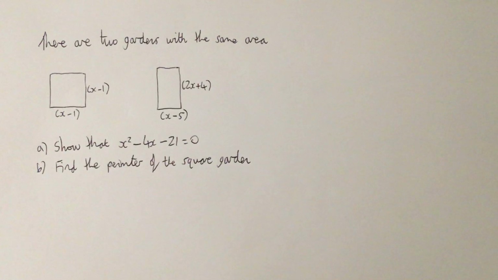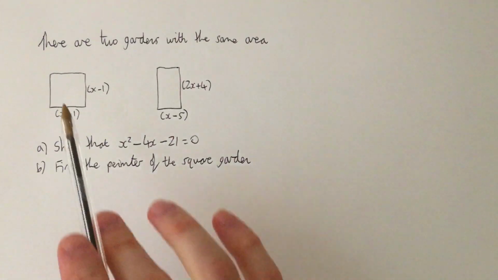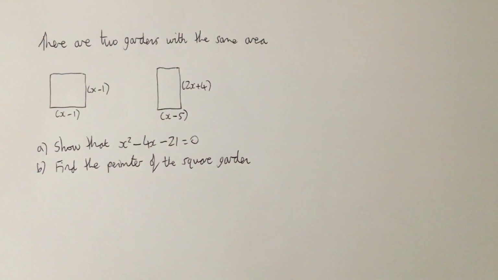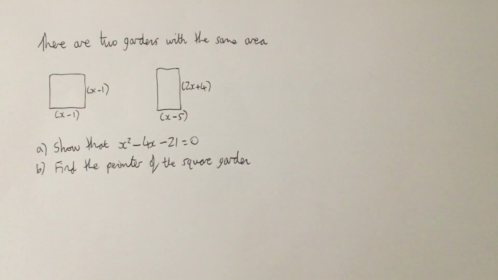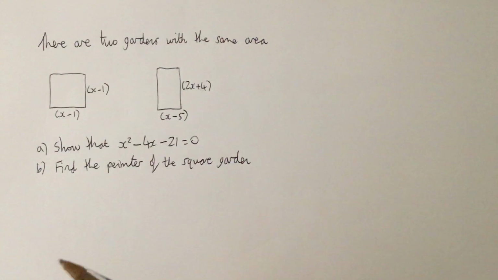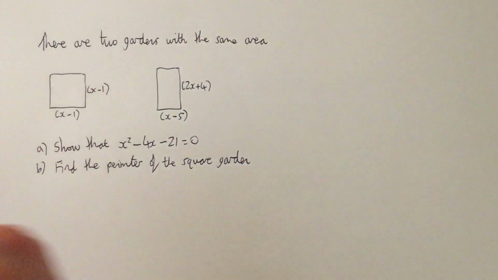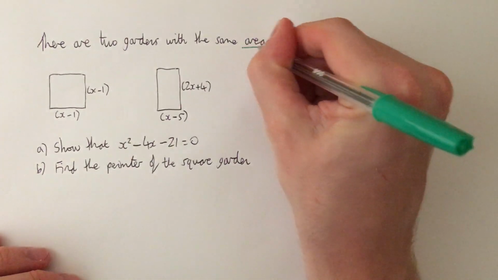Now this here is an example of P2. So there are two gardens with the same area. They've given us both the gardens. They say show that x squared minus 4x minus 21 equals 0. Again, they haven't specifically given you instruction by instruction about how you should be doing this, but that's irrelevant. We should look at it and know that the most important word here is area.